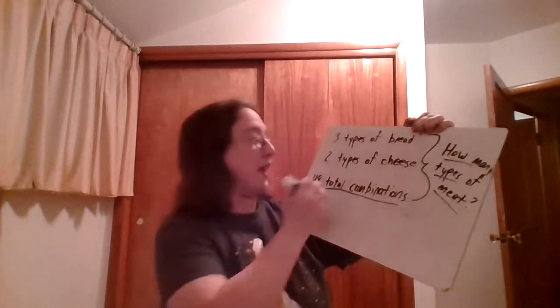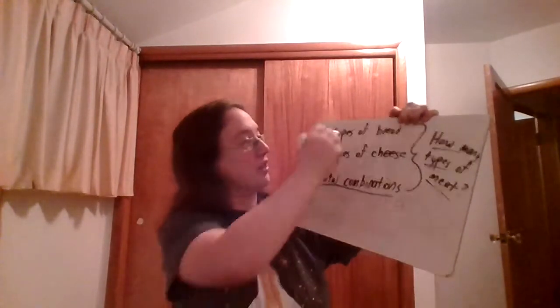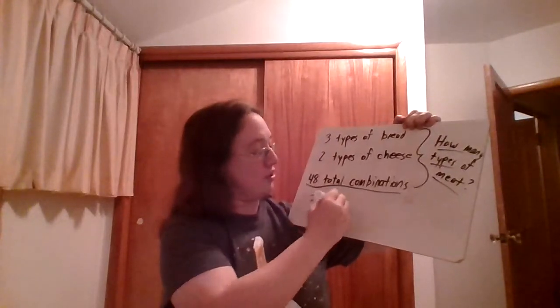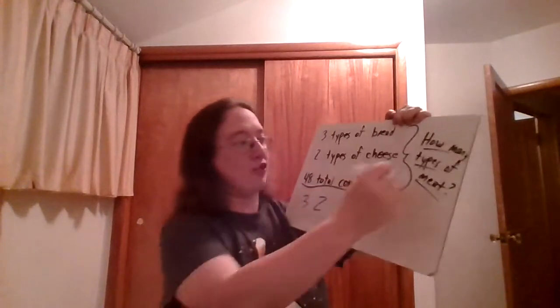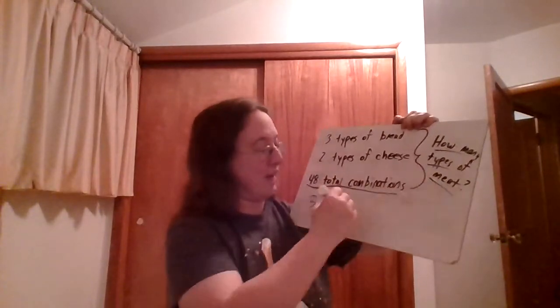So if I have 3 types of bread and 2 types of cheese, and I'm going to call it M for different types of meat. So however many different types of meat I have, I'm going to call that M.